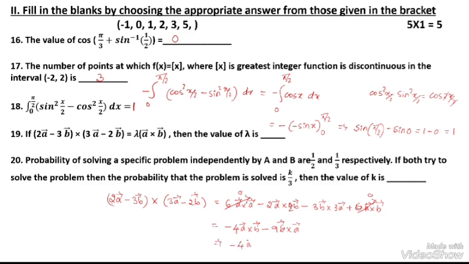Minus 4 vector a cross vector b. While taking the anti-commutative property, it becomes positive. 9 into vector b cross a, taking it as a cross b.